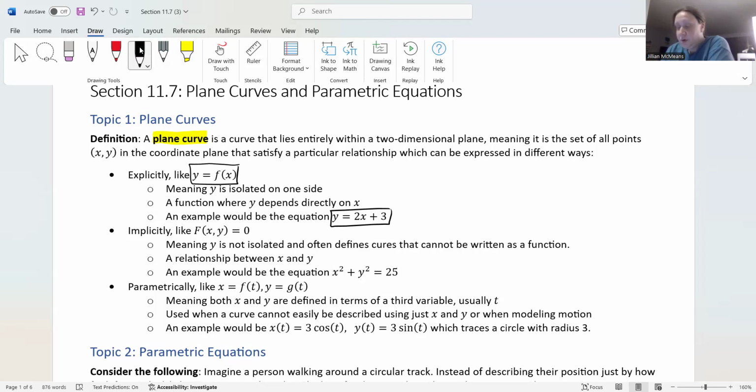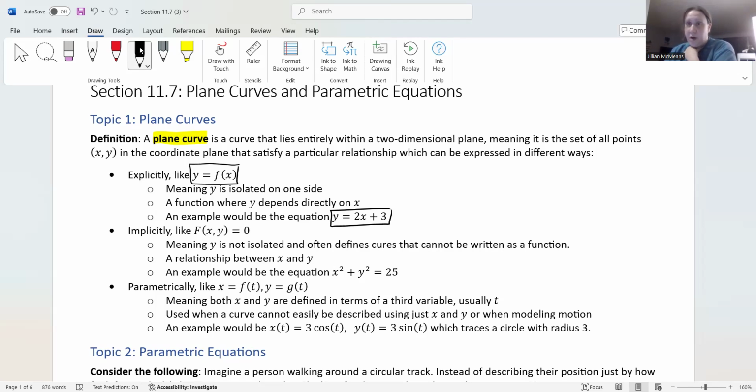Now you could represent a plane curve implicitly, and the notation here is a little weird. It says we have f of x comma y equals 0. It just means you haven't isolated the y, and it often defines a curve that cannot be written as a function. It doesn't have to be, but generally you're dealing with something that can't be written as a function. Can you write something in implicit form in explicit form? Yes. Sometimes it's beautiful, sometimes it can get a little nasty, but you could.